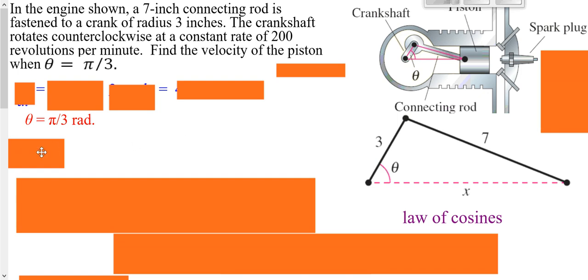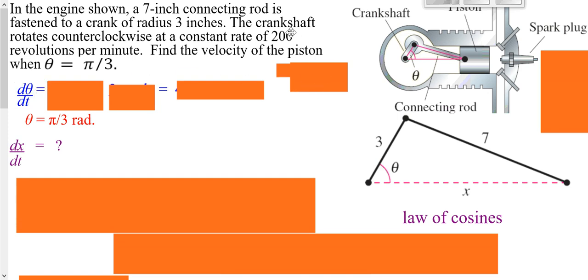That would be the speed of the piston. So we're wondering about dx over dt. Because x is our distance, we're looking at a speed, the velocity, so we know that's a derivative. Well, we have a theta, and we are given that it's going clockwise at 200 revolutions per minute. That's really the rate of change of our angle with respect to time.